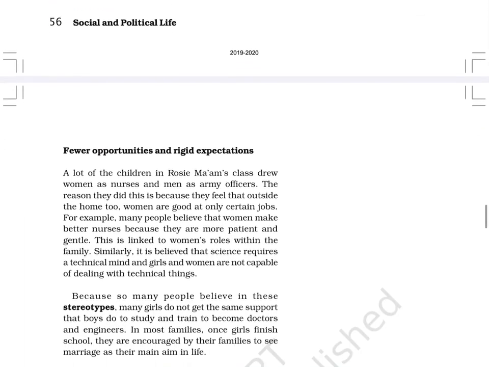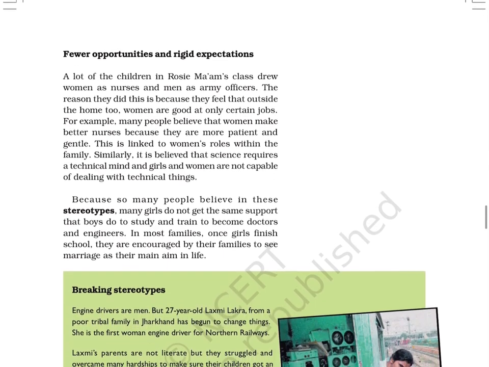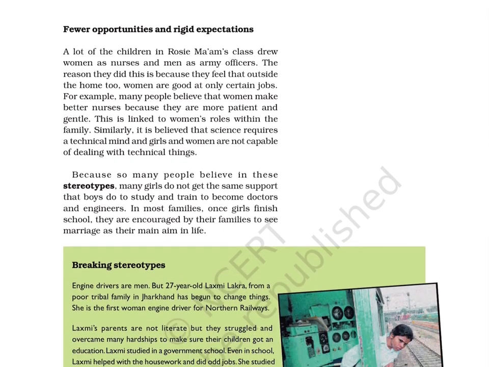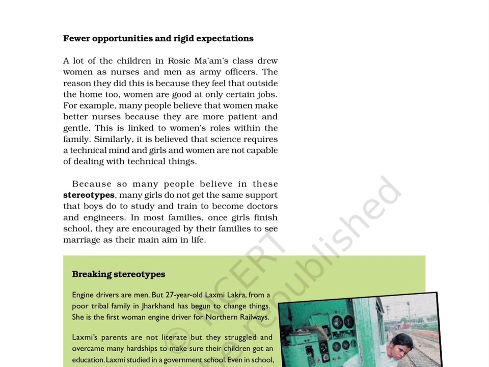Page number 57. Fewer opportunities and rigid expectations. A lot of the children in Rosie Ma'am's class drew women as nurses and men as army officers. The reason they did this is because they feel that outside the home too, women are good at only certain jobs. For example, many people believe that women make better nurses because they are more patient and gentle. This is linked to women's roles within the family.